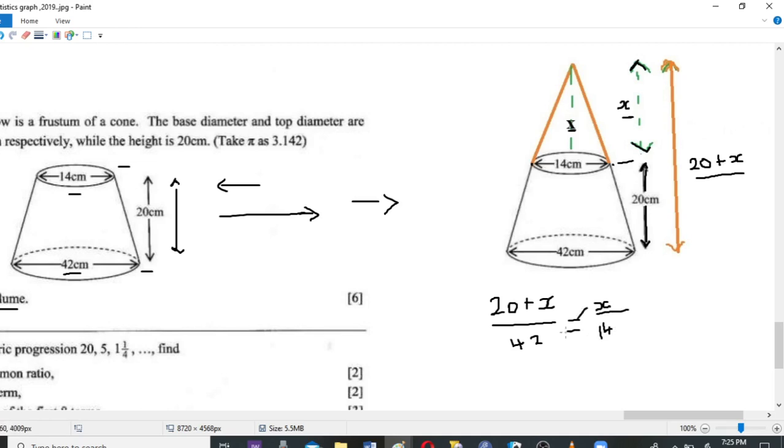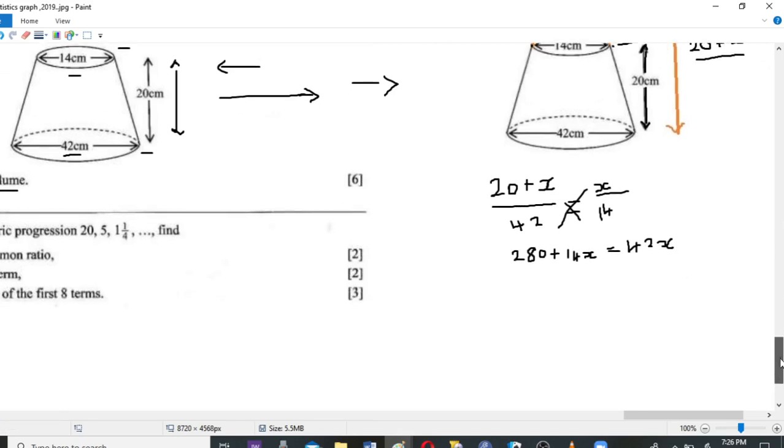What are you going to do next? Here you cross multiply. What you're going to get is 280, that is 14 multiplied by 20, plus 14 multiplied by x, which gives 14x. This is equal to 42 multiplied by x, that will give you 42x.